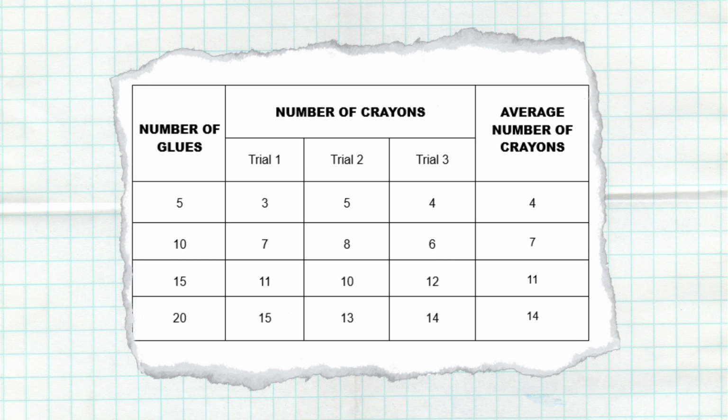Step 3. Determine the scale of the graph. Determine the numerical value for each grid unit that best fits the range of each variable. The number of lines in the graph is 36 on the y-axis, for a range of 10 crayons. The number of lines on the graph is 25 on the x-axis, for a range of 15 glues.